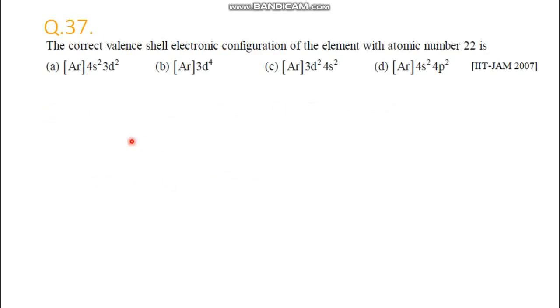Now move on to the questions. The correct valence shell electronic configuration of the element with atomic number 22 is, out of these 4 options, which is correct? So let's discuss the answer here.